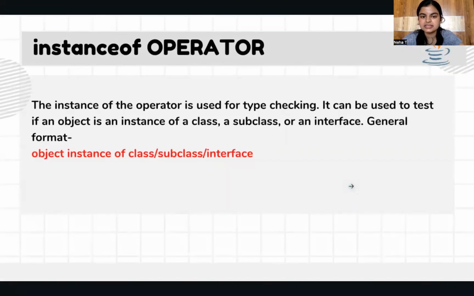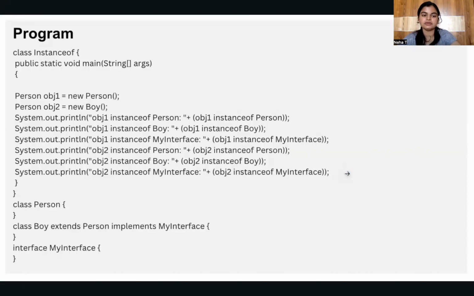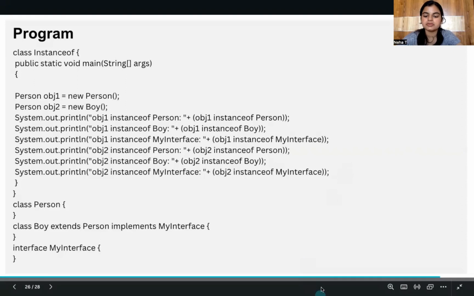After that, we have the instanceof operator. The instanceof operator is used for type checking. It can be used to test if an object is an instance of a class, a subclass, or an interface. General format is object instanceof class, subclass, or interface. This also we have a program which will show us how it works.